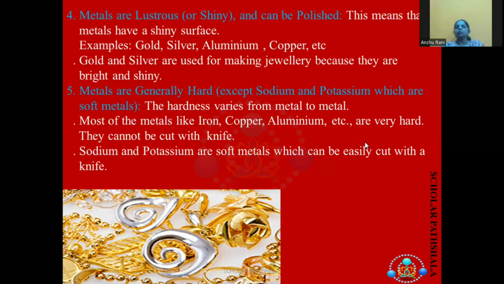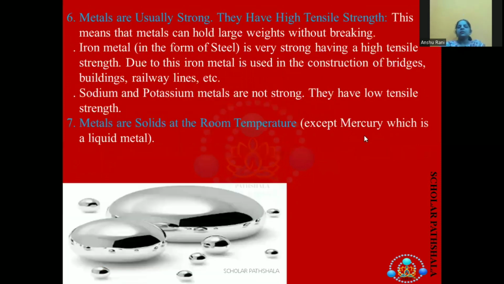So we use them to make jewelry. Metals are generally hard. Exceptional cases are sodium and potassium, which can be cut with a knife. Rest all metals are hard substances. They can't be cut with a knife. Metals are strong. They have high tensile strength, means they will not break up. They can be used to make things like bridges, buildings, railway lines, and they help us to make buildings more strong. Sodium and potassium have low tensile strength.